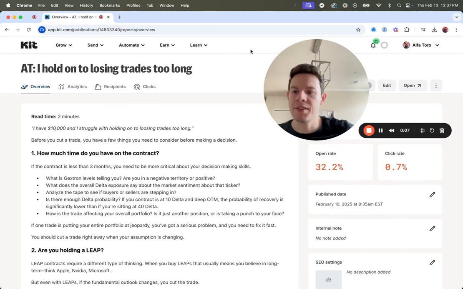I got a message saying I have a $10,000 account and I struggle with holding onto losing trades. Okay, so this is a difficult problem to solve because I don't know anything more than that. What is a losing trade? You've got to ask yourself those questions. For me, a losing trade is a set of parameters.